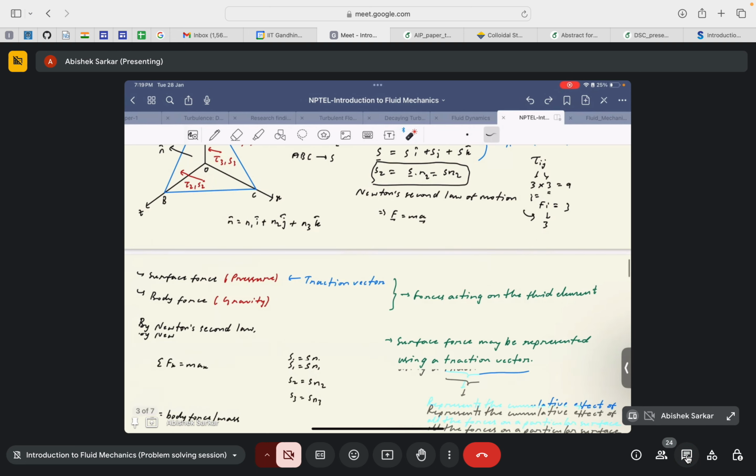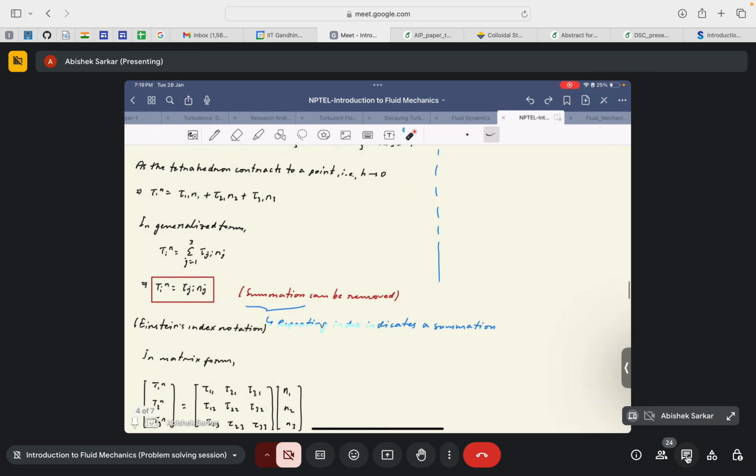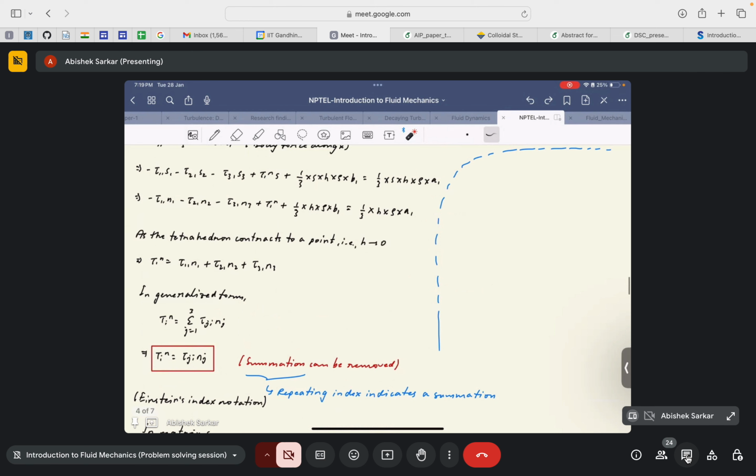Okay, then if h is too small, both of these expressions will be equivalent to 0. You can just consider them negligible. Then from this we can finally write the component of the traction vector along the x direction as tau 11 n1 plus tau 21 n2 plus tau 31 n3.